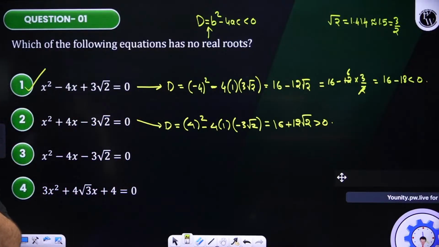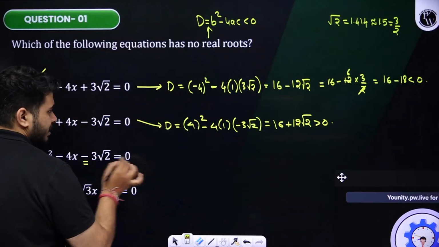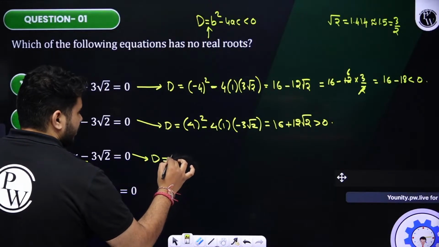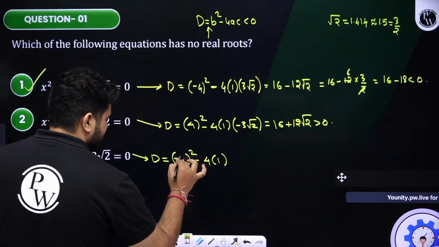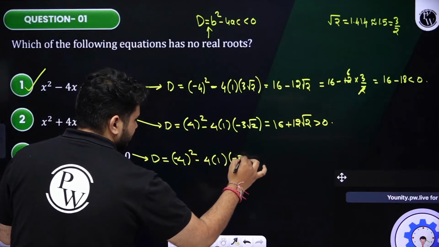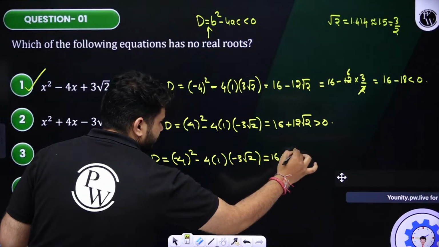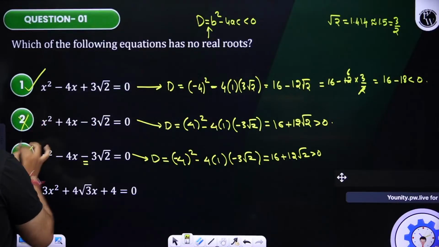Correct? Yes or no? If you calculate this again, here there is a minus, so because of the minus it should become plus. Discriminant value will be what? Here it will be 4 square minus 4 into 1 into minus 4 square minus 3 root 2. So if you calculate, this is again 16 plus 12 root 2, which is greater than 0. This option is not possible, even this is not possible.